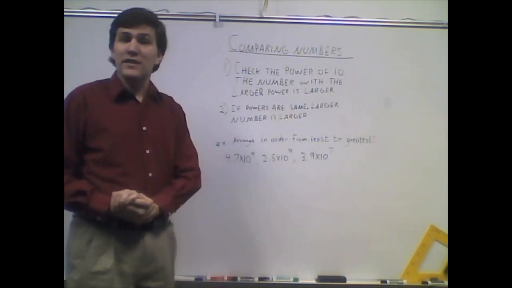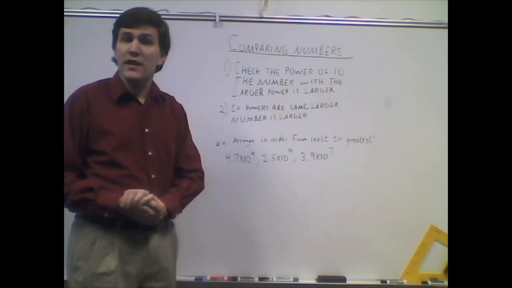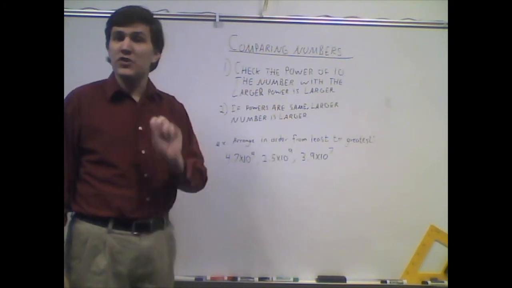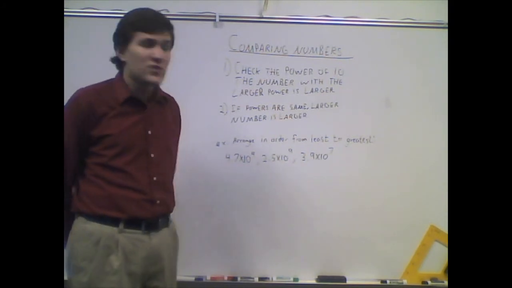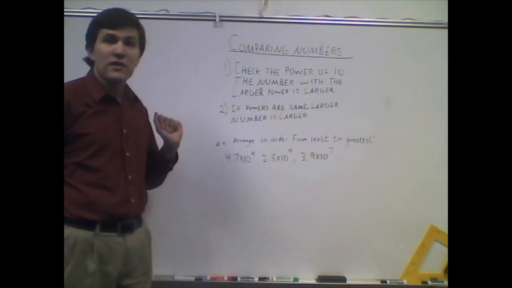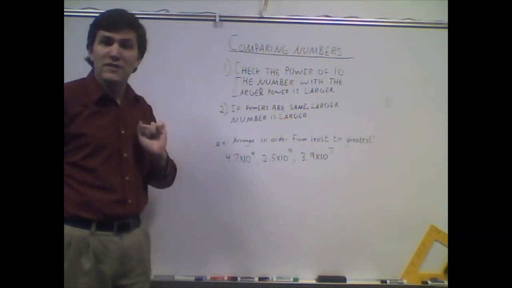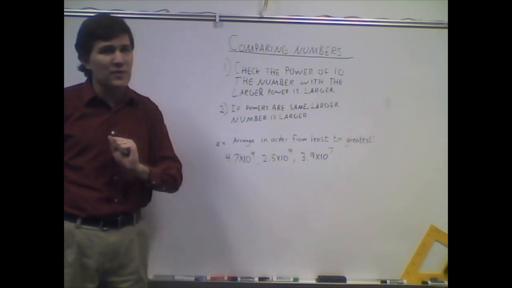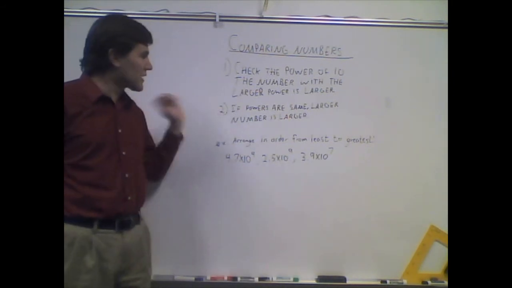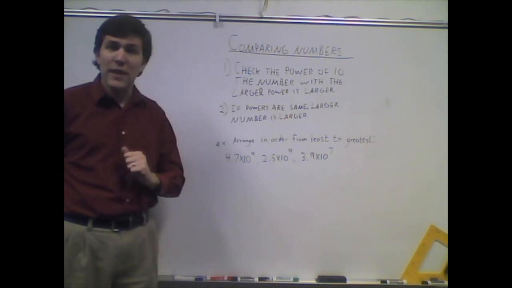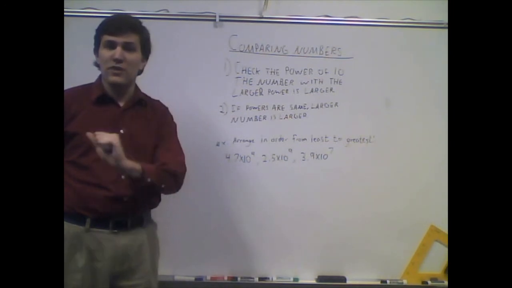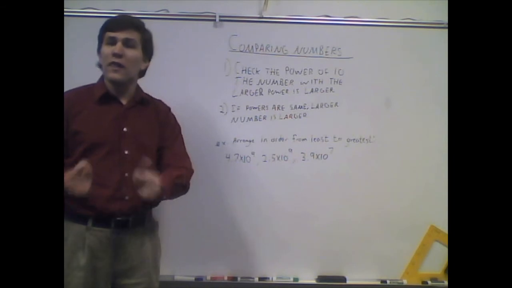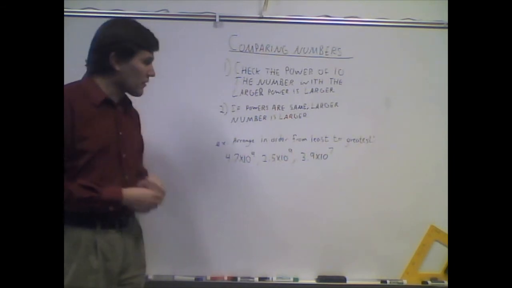The last skill that we'll practice today is comparing numbers that are written in scientific notation. So we have a two-step process for this one. First, we check the power of 10. The number that has the larger power of 10 is going to be the larger number. If the powers of 10 happen to be the same, that's when we go on to the next step. So if the powers are the same, we have to compare the numbers in front of that power. So let's take a look at an example here.